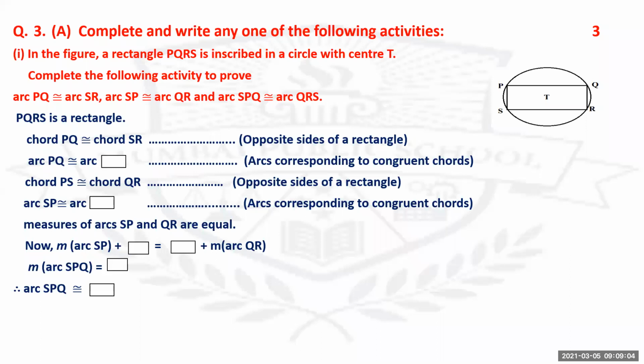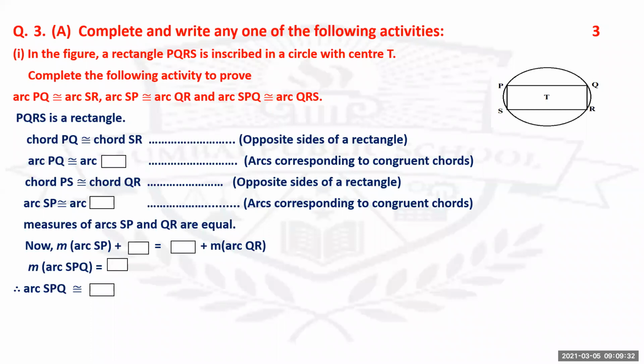In a figure, a rectangle PQRS is inscribed in a circle with center T. Complete the following activity to prove arc PQ is congruent to arc SR, arc SP is congruent to arc QR, and arc SPQ is congruent to arc QRS.